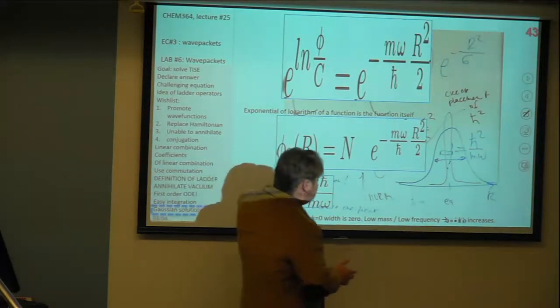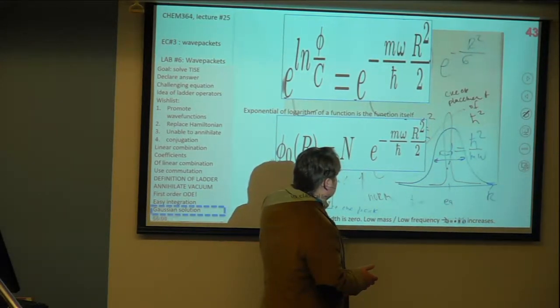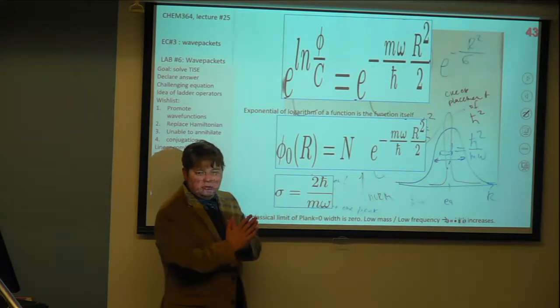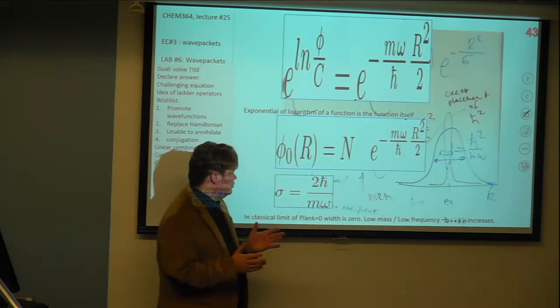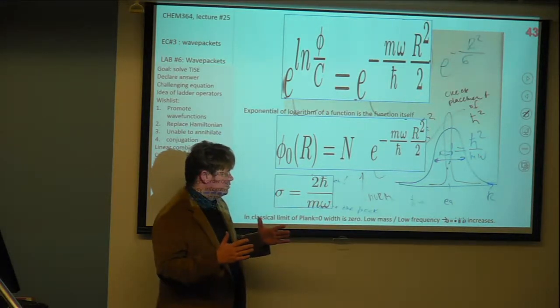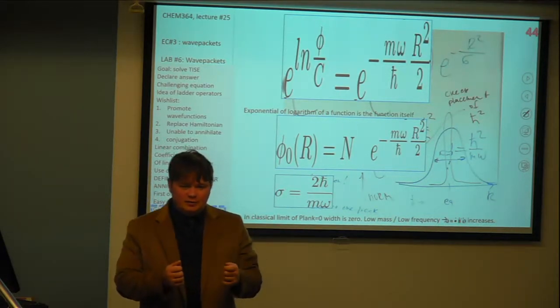So if we are going to large objects with huge mass, then the width will be super narrow so that we can forget about quantum effects. And if we are speaking about light, atomic and molecular objects, the width is substantial. So this is one of the manifestations of the quantum nature of atoms.